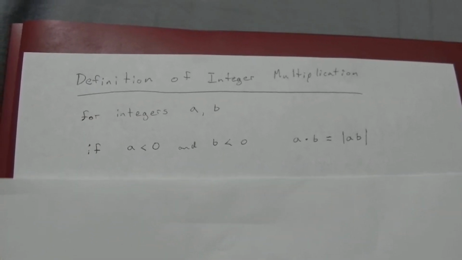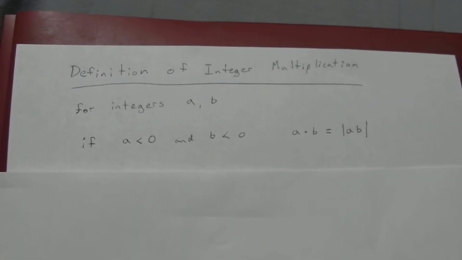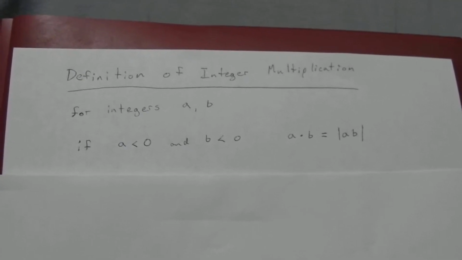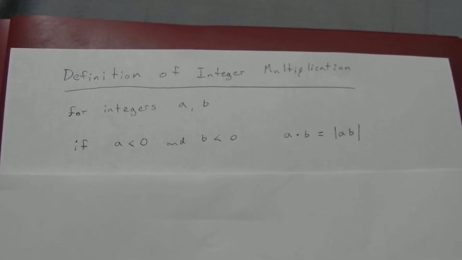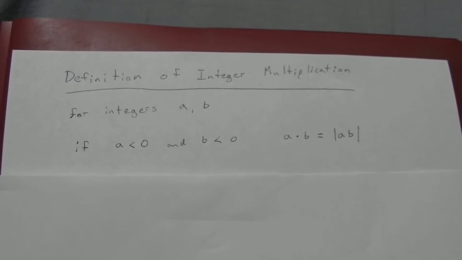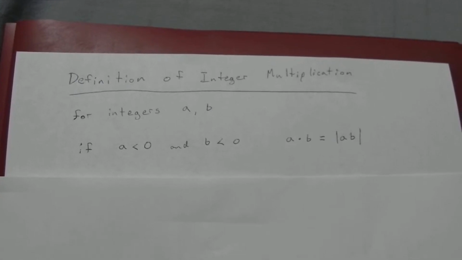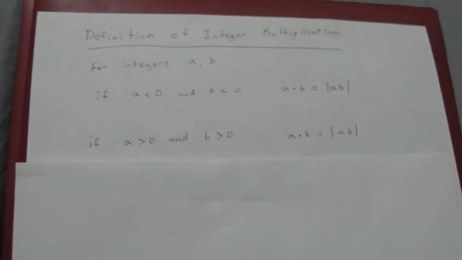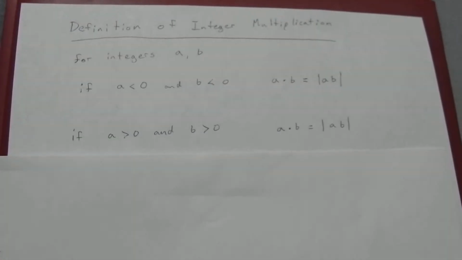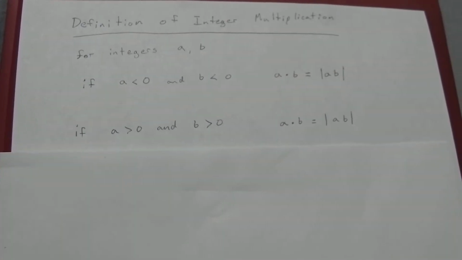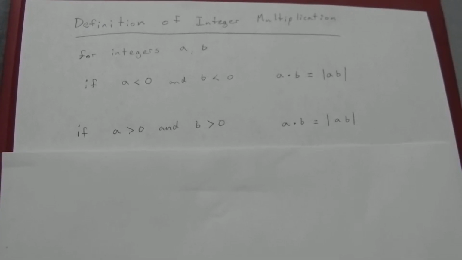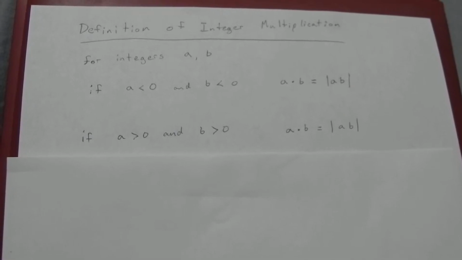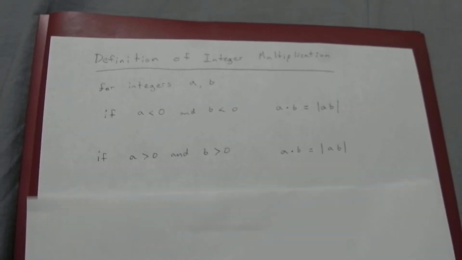In the first circumstance, if both a and b are less than 0, being negative numbers, then the product of a times b will be equal to the absolute value of ab. This will be a positive number. If both a and b are greater than 0, positive numbers, then the product of a times b is also equal to the absolute value ab, a positive number.